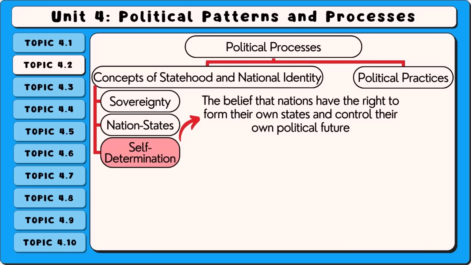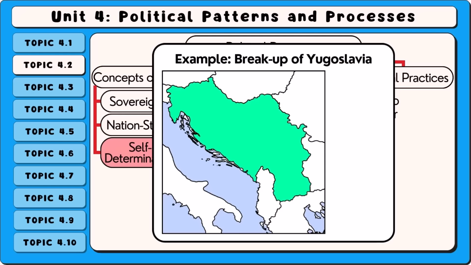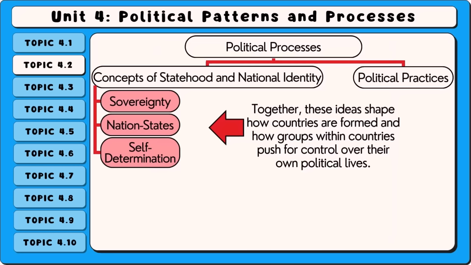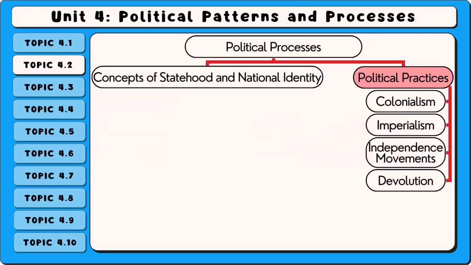seeking autonomy. For example, the breakup of Yugoslavia was driven by ethnic groups seeking self-determination to form their own independent states, such as Croatia and Bosnia and Herzegovina. Together, these ideas shape how countries are formed and how groups within countries push for control over their own political lives. Now let's look at the 4 political practices that shape political boundaries.